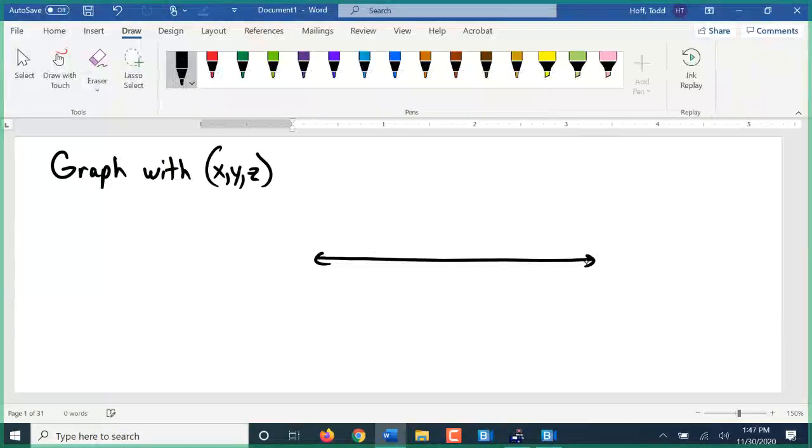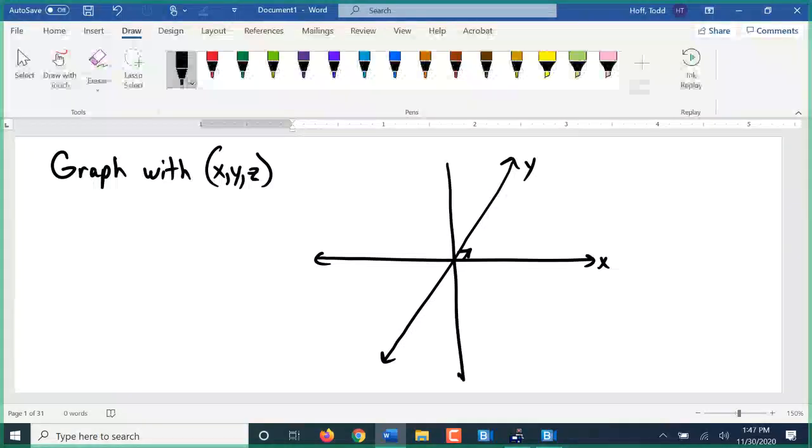there's our x-axis right there. The y-axis is like that. Now that's a right angle, even though it looks like it's angled. It's perpendicular. It's just an orthographic view. Z comes straight up like that.